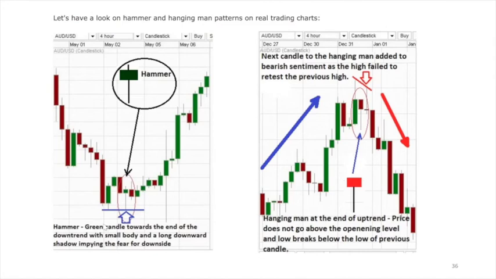Okay, this hammer. You saw the downtrend, then you see here a hammer is formed. There's an indication the hammer is formed, isn't it? The hammer is a green candle towards the end of a downtrend with a small body and a long shadow to the downside.